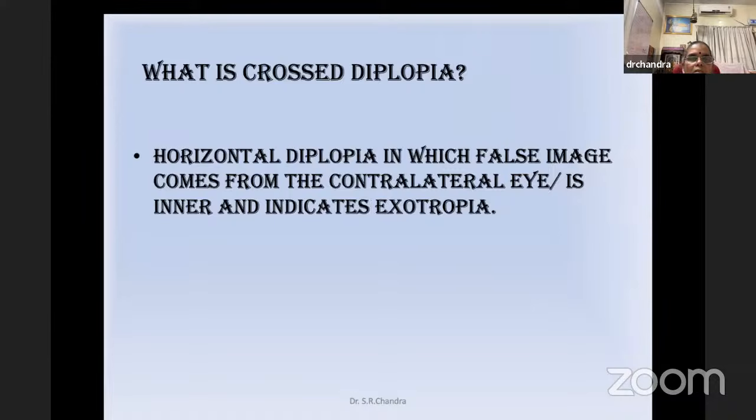Then what is crossed diplopia? Horizontal diplopia, in which the false image is coming from the contralateral eye, and it is inner and indicates exotropia. That is usually seen in medial rectus palsy, where the false image is inner to the true image on the side of pathology. So that is crossed diplopia.